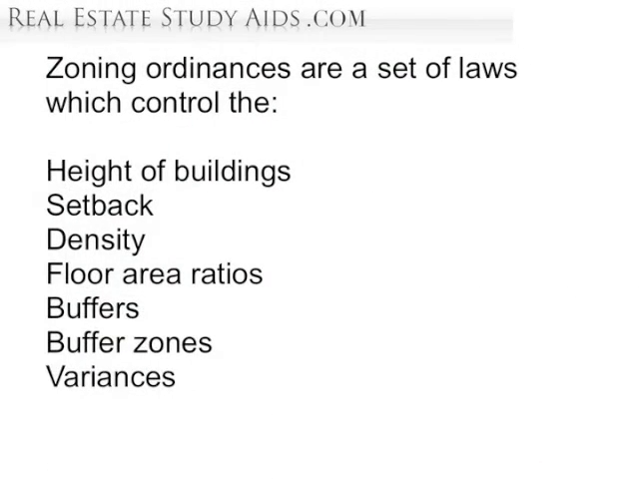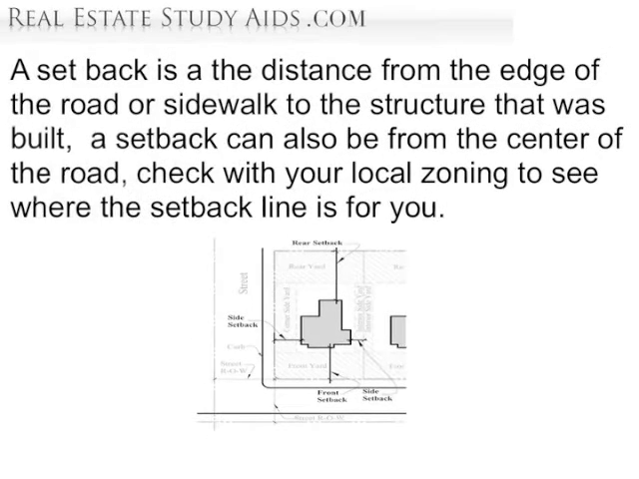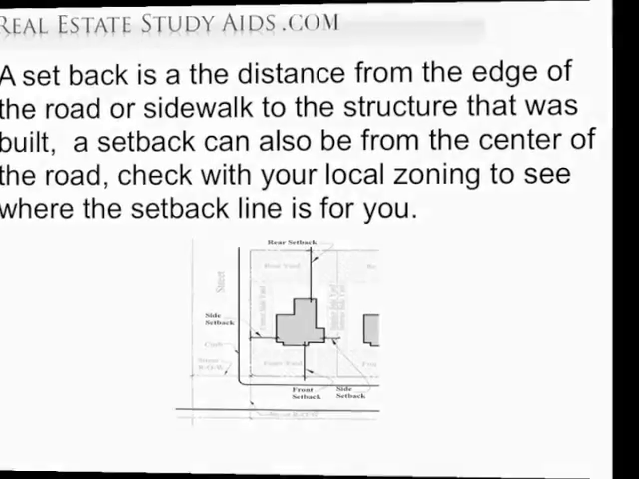Zoning ordinances are a set of laws which control the height of buildings, setback, density, floor area ratios, buffers, buffer zones, variances. A setback is the distance from the edge of the road or sidewalk to the structure that was built. A setback can also be measured from the center of the road, so check with your local zoning board to see where the setback line is for you.